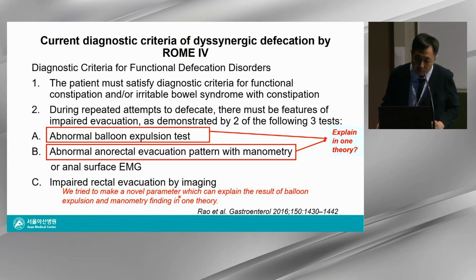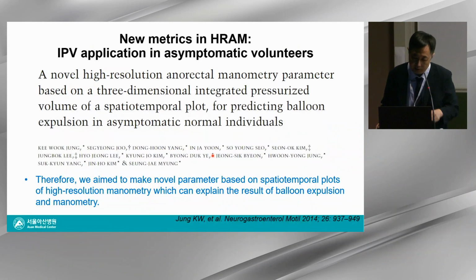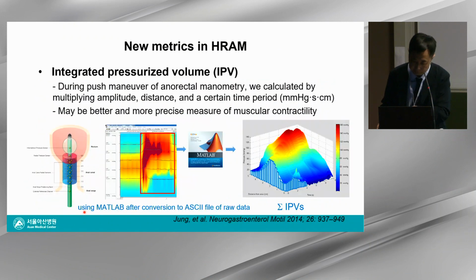Among these tests, at first, we tried to make a novel parameter which can explain the result of balloon expulsion and the anorectal manometry finding as one theory. In this study, based on asymptomatic healthy volunteers, we aimed to make a novel parameter based on spatial temporal plots of high-resolution manometry, which can explain the result of balloon expulsion and manometry testing.